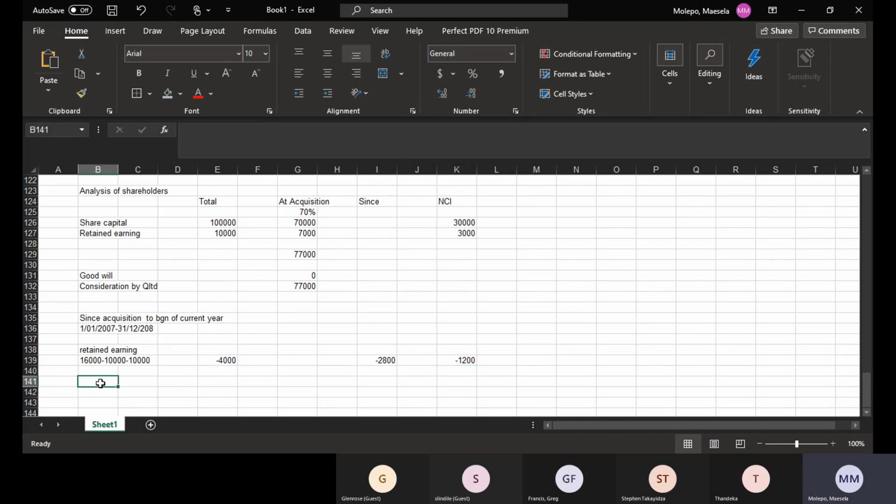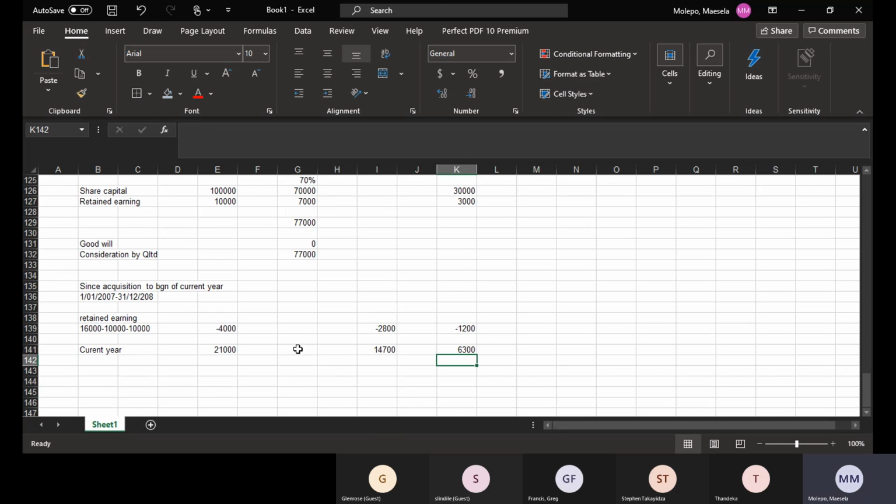Then current year, the movement that happened during the current year was only the profit realized by R. So R realized the profit as per statement of profit and loss on page 132. He realized a profit of 21,000. So it will just be 21,000 here. So out of that 21,000, he needs to give the 14,700 to the parent, and then the 6.3 will remain with him. So that will be our analysis of shareholders.